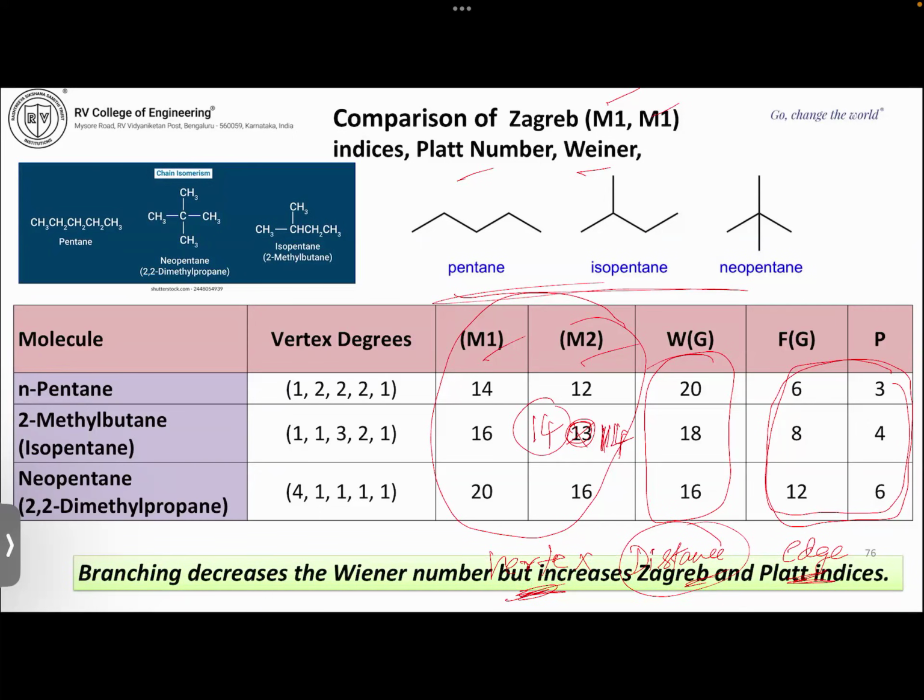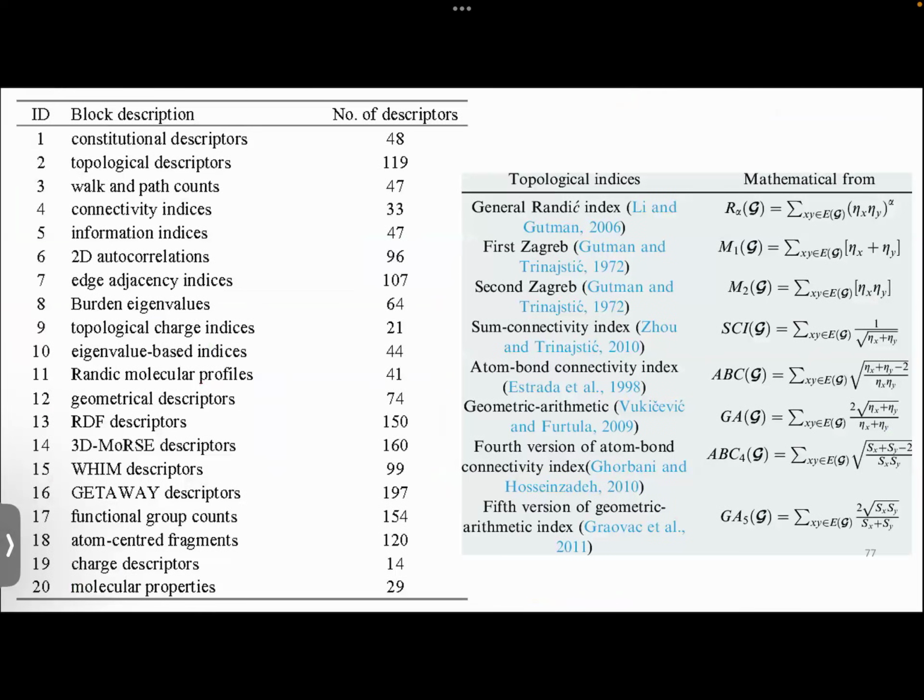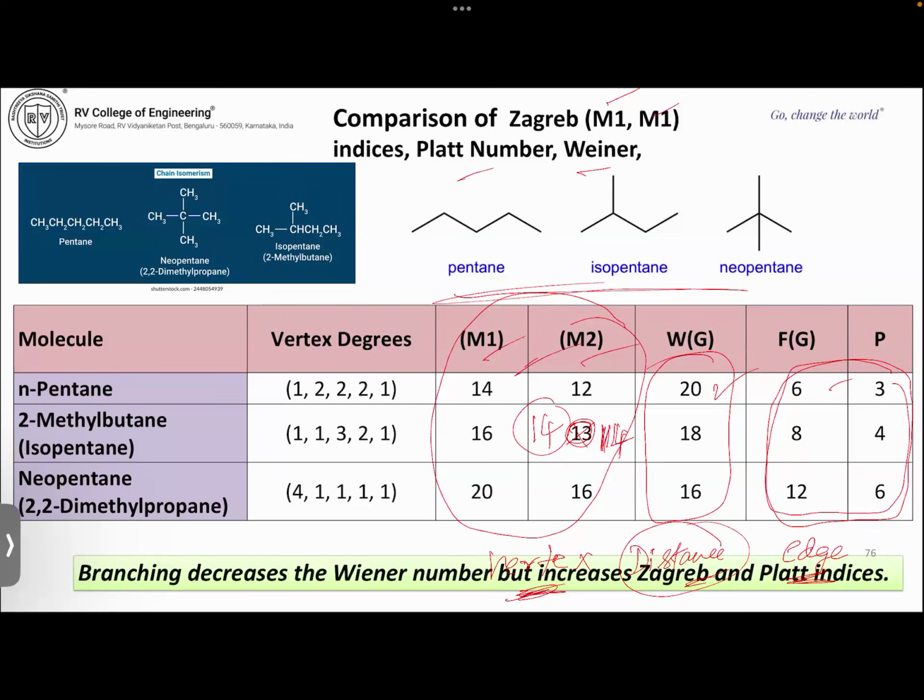So overall, branching decreases the Wiener number but increases the Zagreb numbers and Platt indices. So that is the inference you can clearly gather. For linear chains, the Wiener number will be high. However, the Platt number and Zagreb number will be less. So that is a conclusion you can draw. So Zagreb number, Wiener number, and Platt number are the three topological indices that we have actually included in the syllabus.